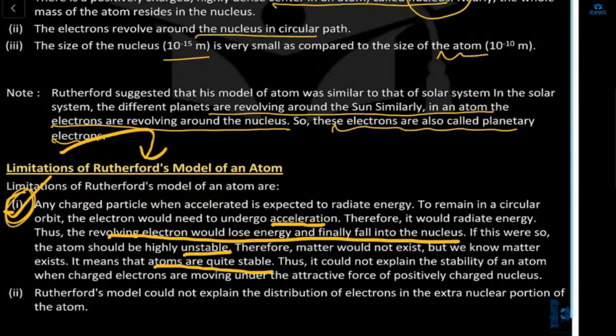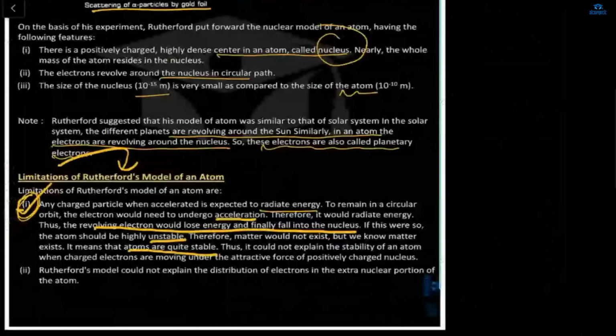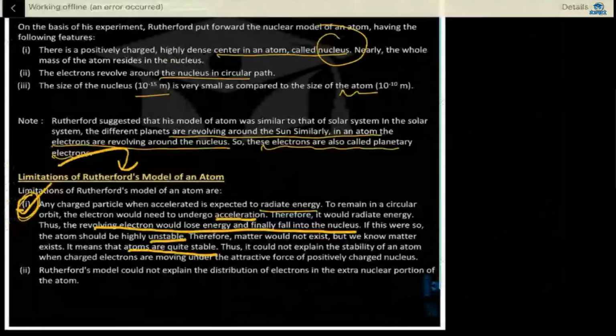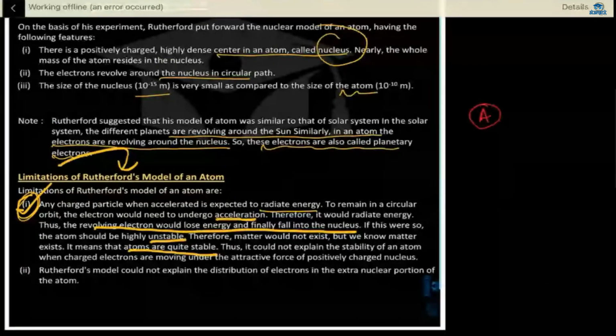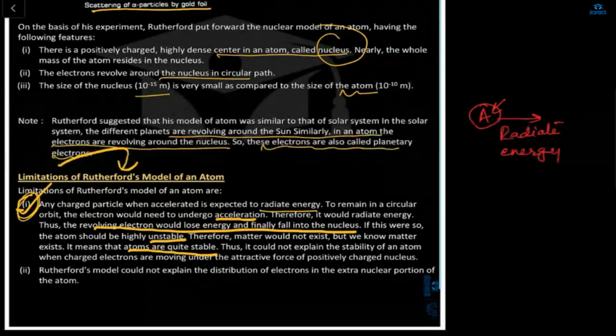So it's written that any charged particle, when accelerated, is expected to radiate energy. It's true, right? If any charged particle, let's say this A is my charged particle, and it is accelerated, then it will radiate energy. Correct? If we take the example of a car, if we accelerate the car, what happens? Our speed increases. So it's the same thing over here: if any charged particle accelerates, it is expected to radiate its energy.